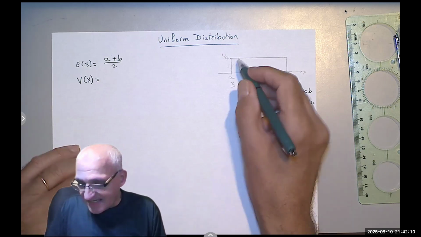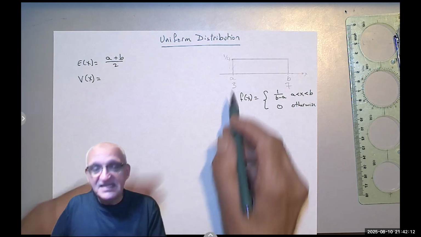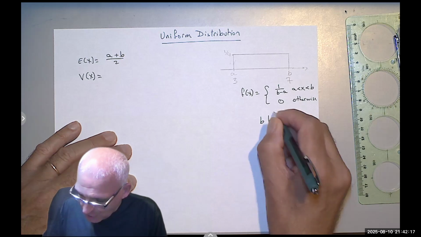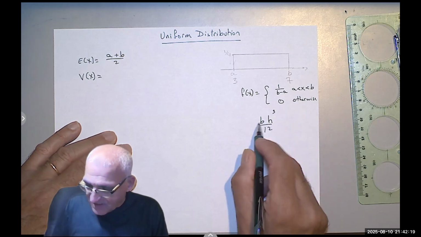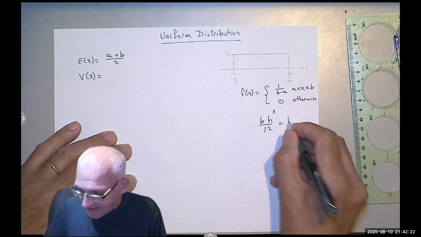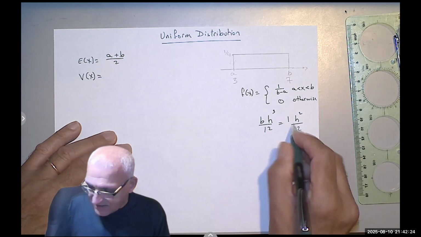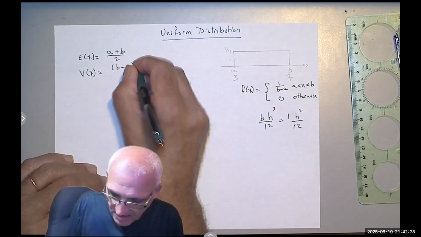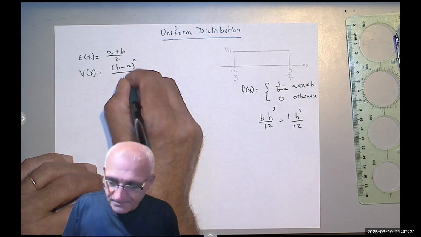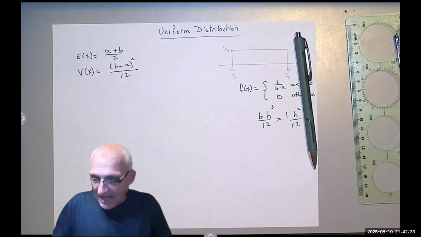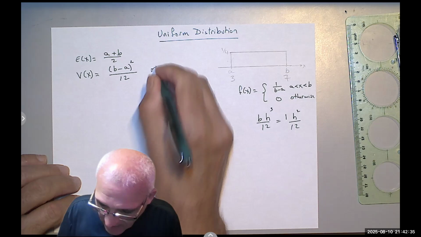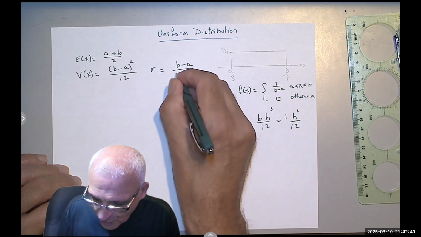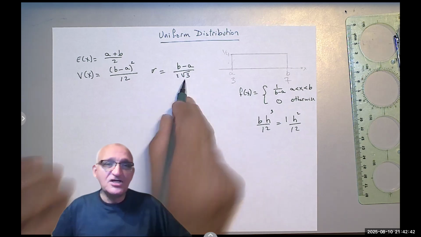However, because this area is basically one, the base times the height is one. So it's 1 times h squared over 12. And what's the height? It's b minus a. Yes, it is (b minus a) squared over 12. And the standard deviation, sigma, which is the square root of that, so it's (b minus a) over 2 root 3, is the radius of gyration.